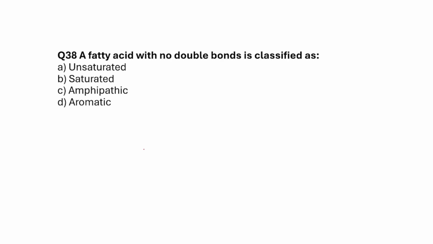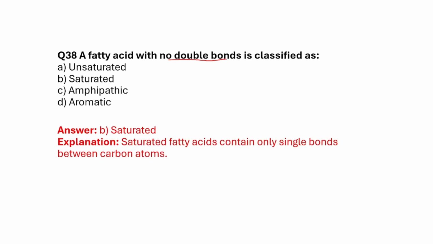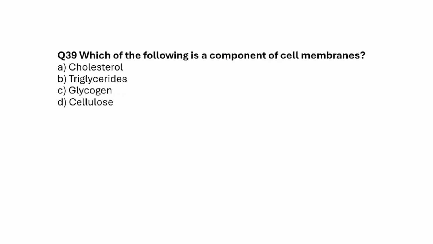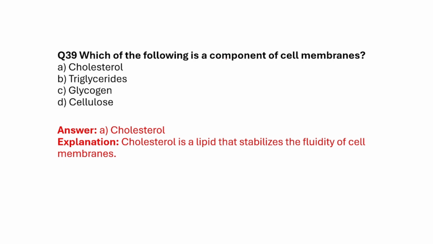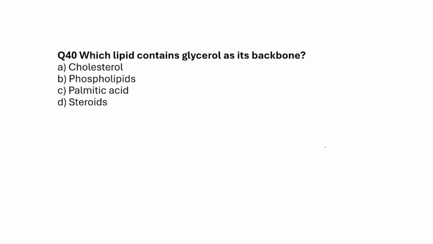A fatty acid with no double bonds is called a saturated fatty acid. Which of the following is the component of cell membranes? Cholesterol, triglycerides, glycogen, cellulose. So cholesterol is a component of cell membranes. It is a lipid that stabilizes the fluidity of the cell membranes. So this is a very important function of cholesterol.